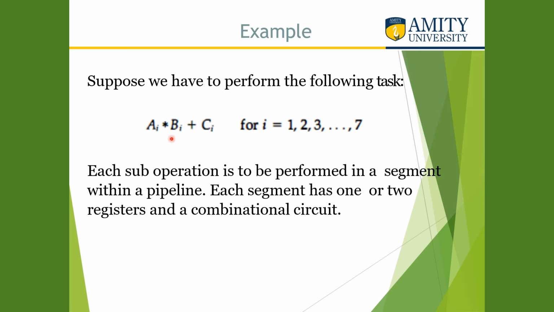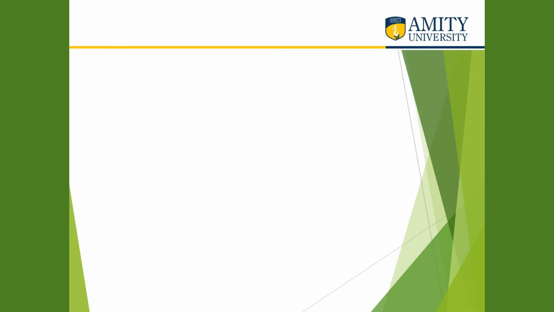The first segment will multiply A and B, and we'll get the output. Along with the output, we will get the data for C, and then that will be the second segment, and the third segment is going to add this output to this data. We'll see this in a moment.